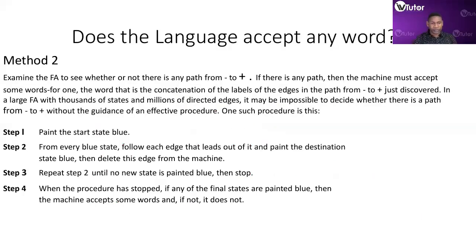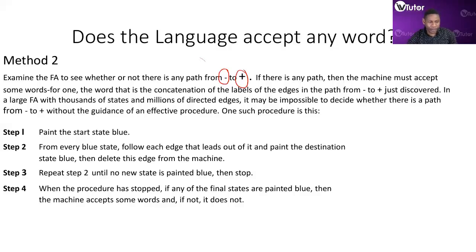Now, the second method would be to examine the finite automata to see whether or not there is any path from the initial to the final state. If there's any path, then the machine must accept some word, namely the word that is a concatenation of the labels of the edges from initial to final. That is how we go about it.